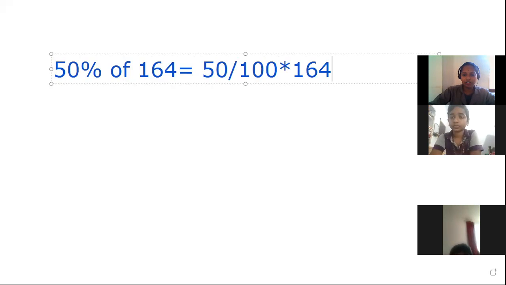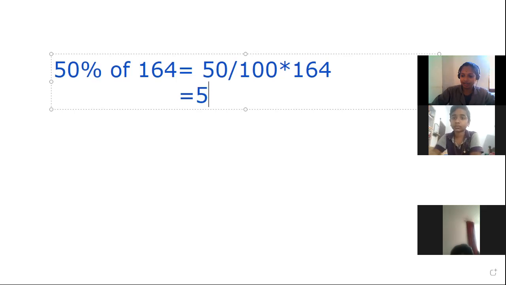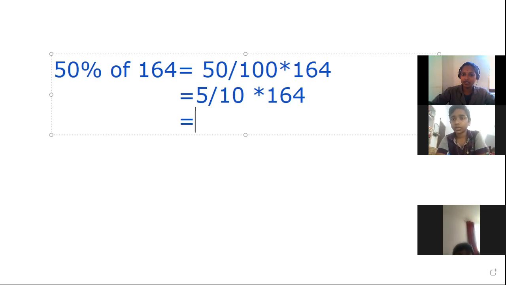Then, how will you get the answer? 10 can be cancelled, then it becomes 5 by 10. 5 by 10 into 164. 5 by 10 can again be written as 1 by 2. That is 1 by 2 into 164, which means 164 divided by 2, which is 82. So 50% of 164 is 82 itself, and we know that 50% means half of it. So half of 164 is 82.